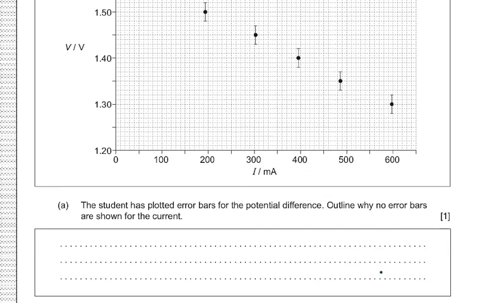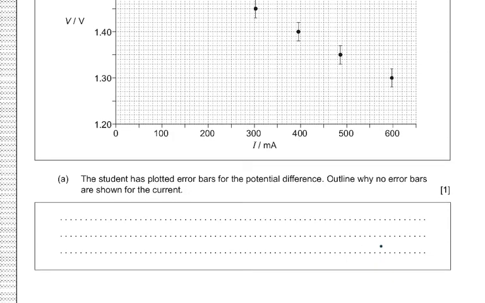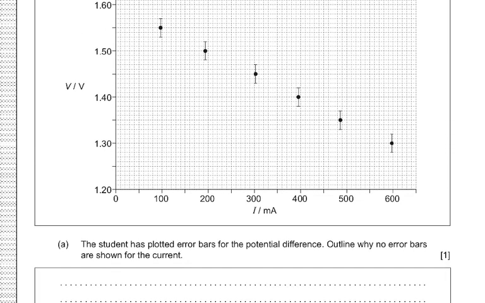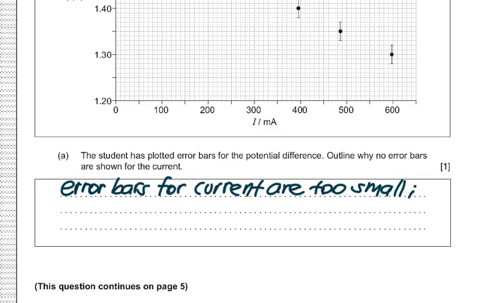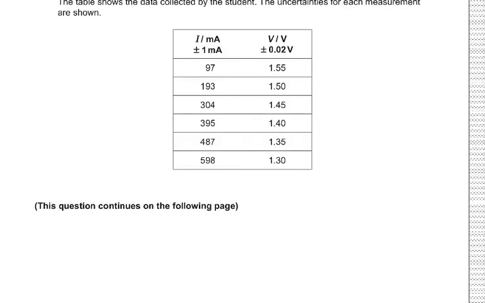And then A says the student has plotted error bars for the potential difference, which makes sense. Why are there no error bars shown for the current? And the simple answer is that the error bars for the current are too small. But how do we know that? All right, so we can note that, but let's go back and take a look at the current data. Looking at the data table for current, we see that it's mostly in the hundreds of milliamps, but the uncertainty on that is in the first digit. It's plus or minus 1 milliamp. So even the top number there is almost about 600 milliamps, plus or minus 1.